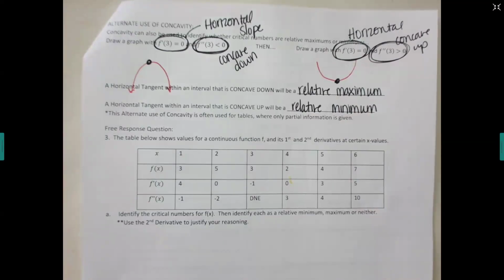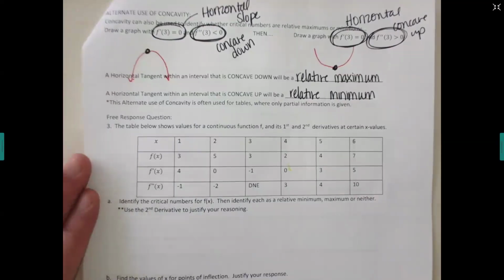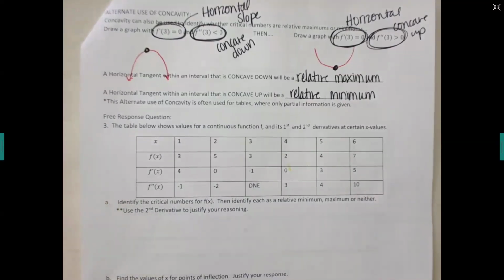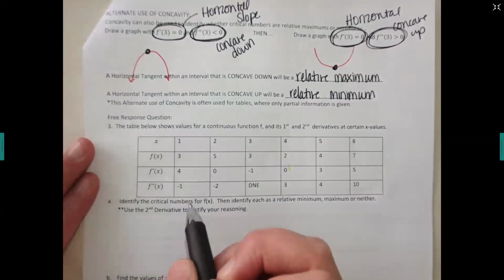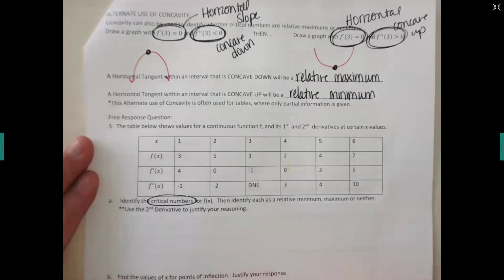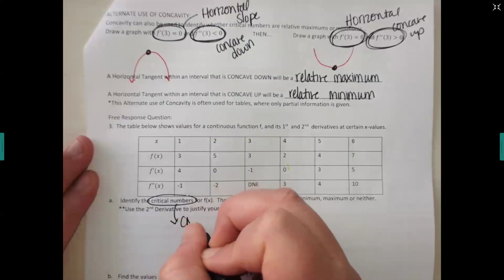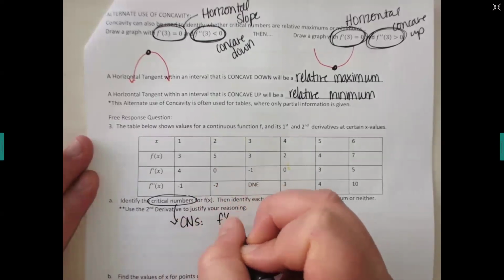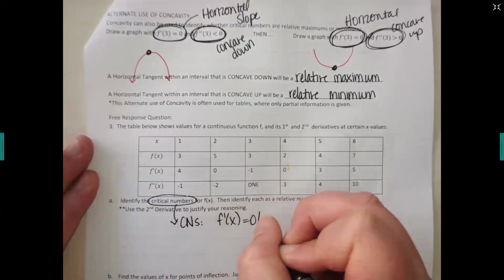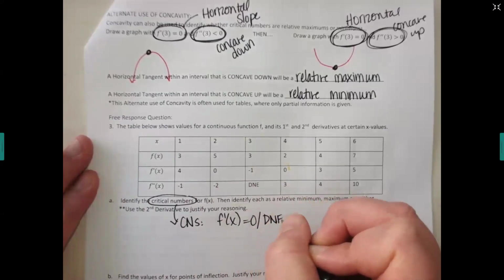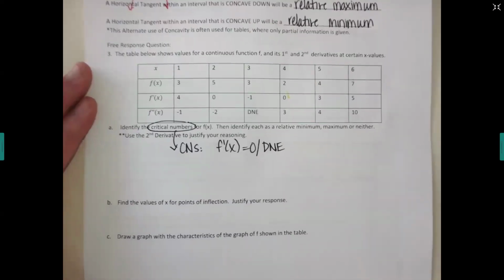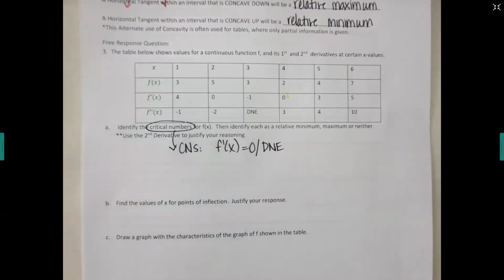So now let's look at a free response question off of an AP test, and let's use that information for part A. So first thing it asks you to do is identify your critical numbers. Remember that critical numbers are anywhere that the derivative is 0 or undefined.